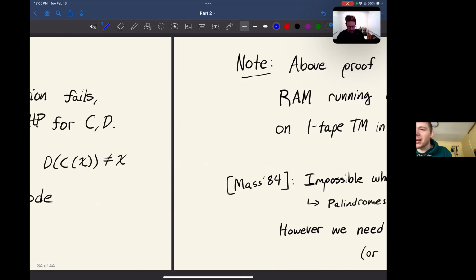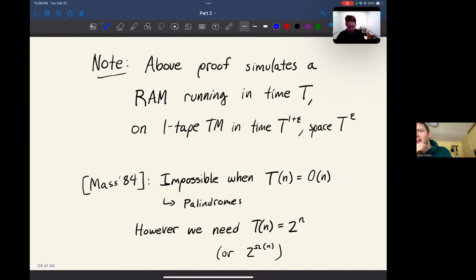The one thing I wanted to mention is an extra note on this proof: we're able to simulate a random access machine that runs in time t, and it's very easy to show that the simulation can actually run on a one-tape Turing machine. The reason I mention this is that when the time bound is linear in the input length, we actually know a lower bound that's a time-space trade-off for this problem, and it applies to the very simple problem of recognizing a palindrome.